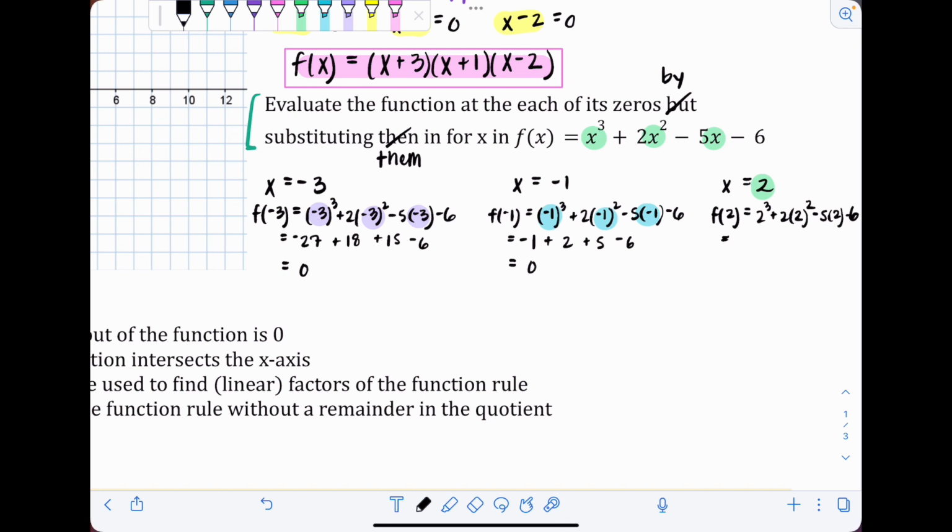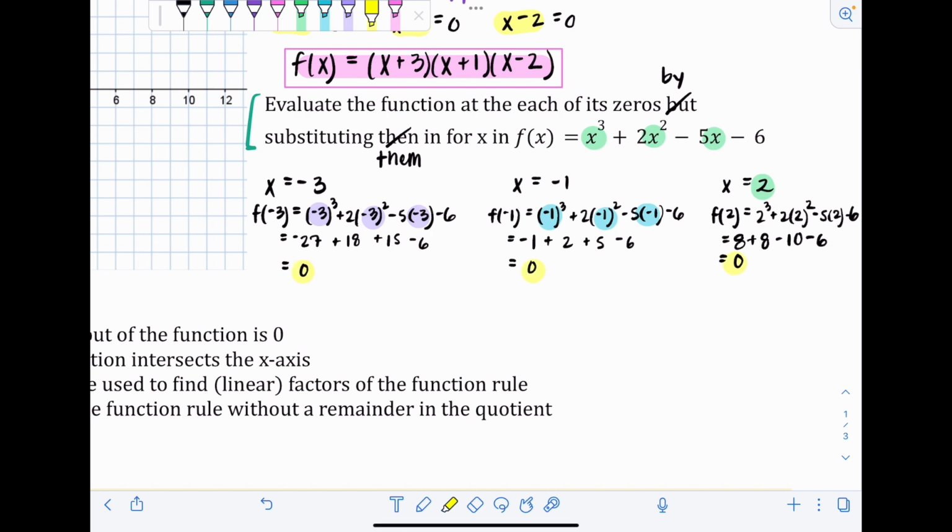So 2 to the third power is 8. 2 times 2 times 2, and then this is basically another 2 to the third power because it's 2 squared, and then times 2 again, so another plus 8, minus 5 times 2, so minus 10, minus 6. And then 8 plus 8 is 16, minus 10 is 6, minus 6 is 0. So for all three, we're getting 0.